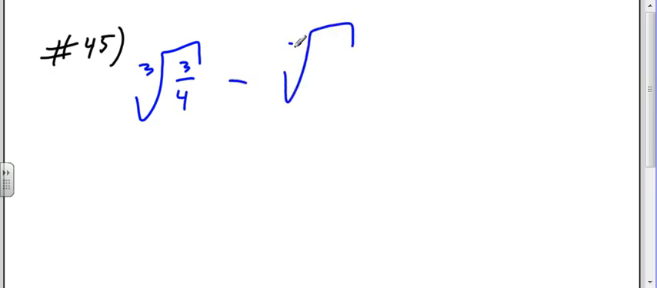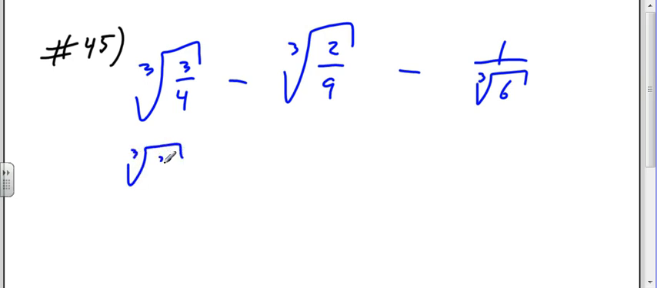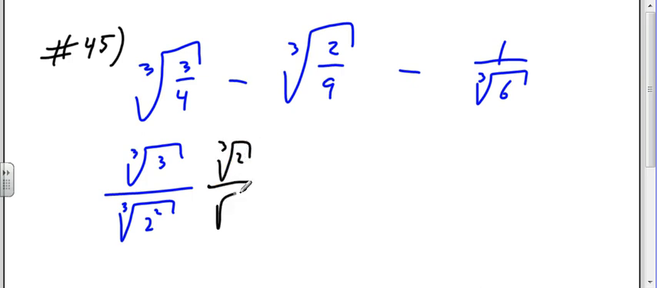And so I've got the cube root of 3 over 4 minus the cube root of 2 over 9 minus 1 over the cube root of 6. Well, at least I wrote the problem right. Okay, so I've got the cube root of 3 divided by the cube root of 2 squared. I'm going to have to rationalize that denominator, so I'm going to multiply by the cube root of 2 divided by the cube root of 2.